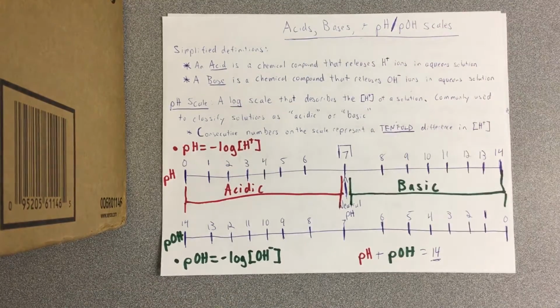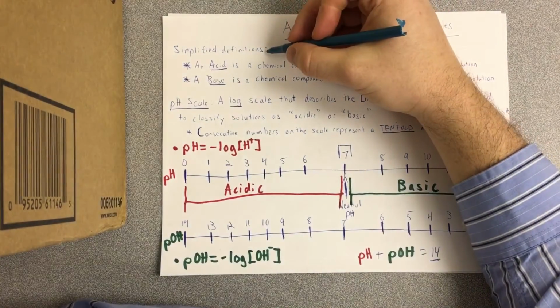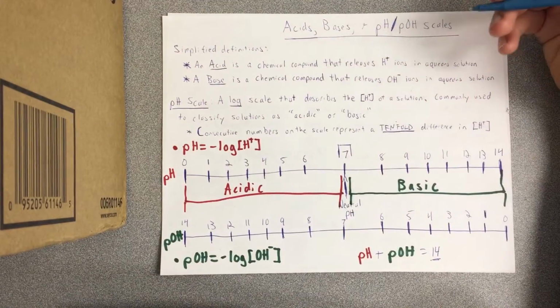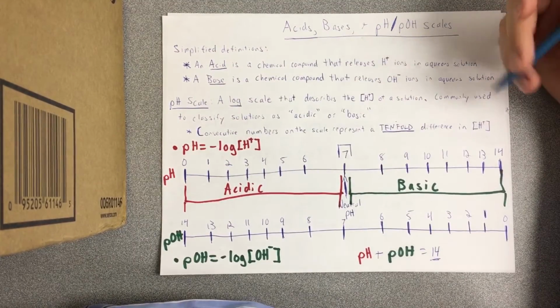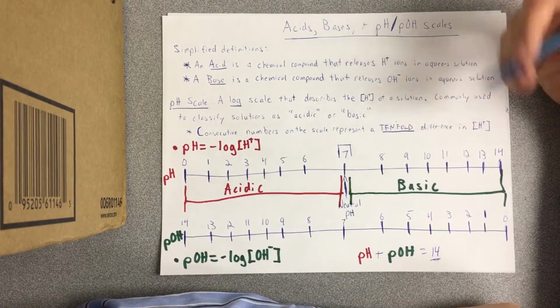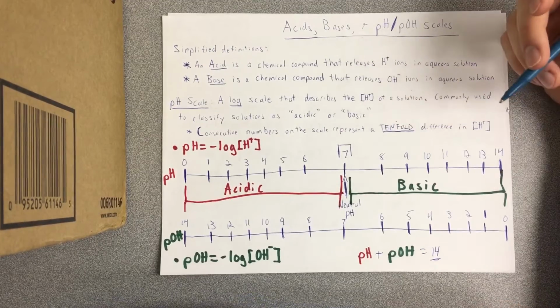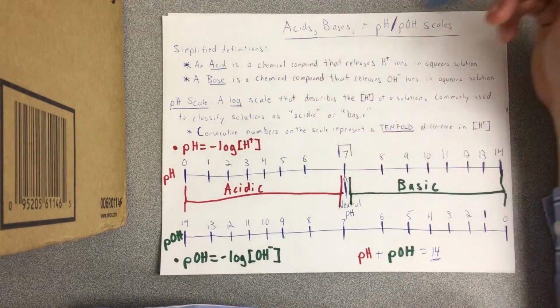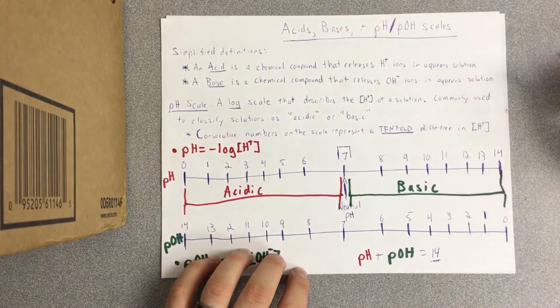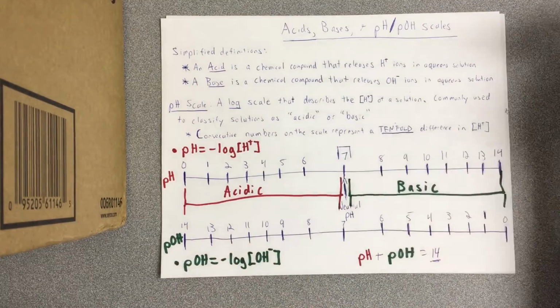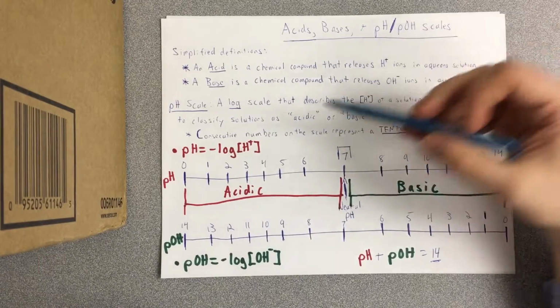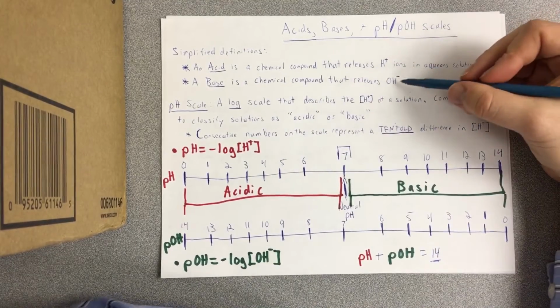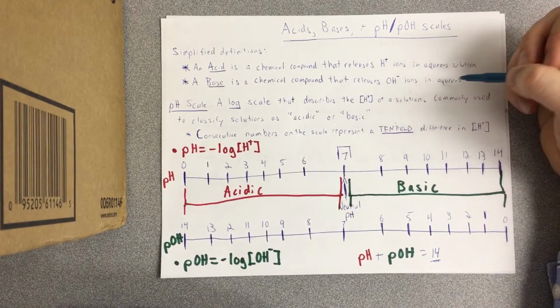So we're going to start with some simplified definitions. These definitions won't hold perfectly as we go forward. We'll get some more detailed definitions of what is defined as an acid and what is defined as a base a bit later on. But for the purpose of this video, we're simply going to define an acid as a chemical compound that releases H+ ions in aqueous solution when it's dissolved. And we'll define a base as a chemical compound that releases OH- ions into aqueous solution.